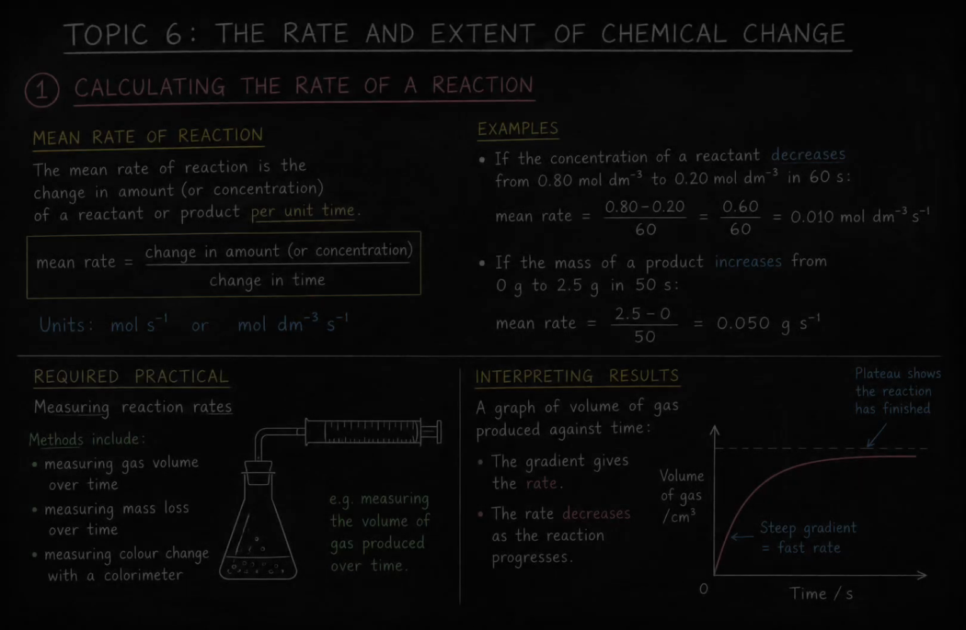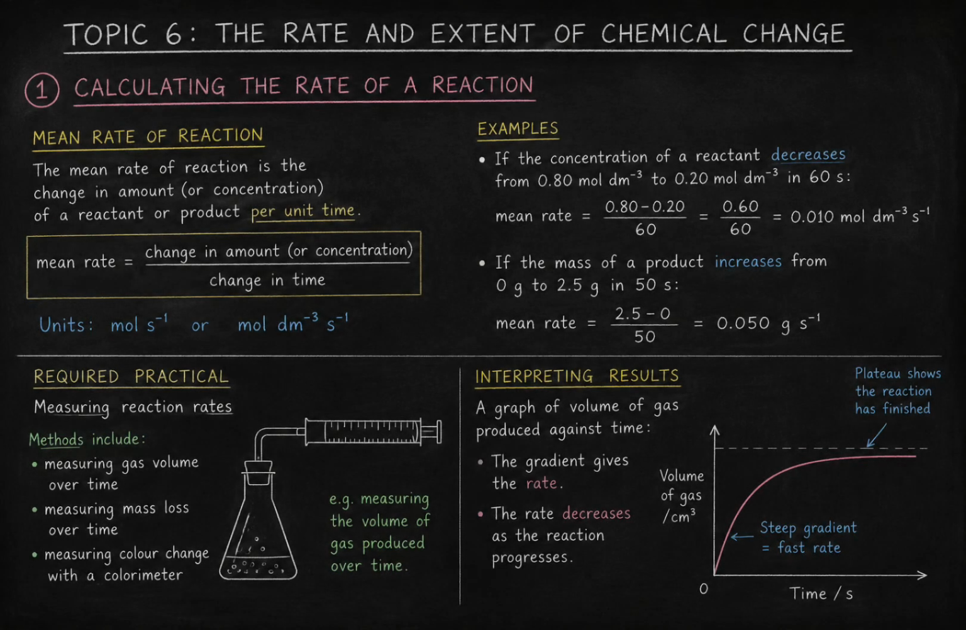First, what is rate? The mean rate of reaction is the change in amount or concentration of a reactant or product per unit time. Formula you must know: mean rate equals change in amount or concentration divided by change in time. Units are grams per second, or moles per second, or moles per decimeter cubed per second.